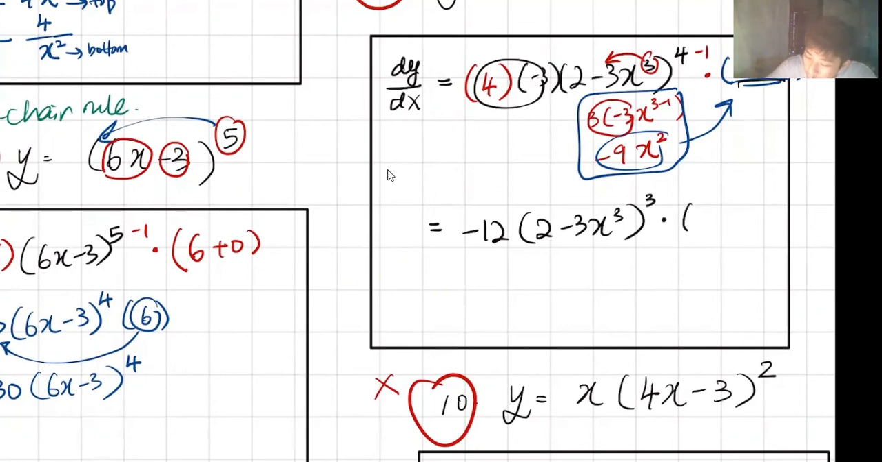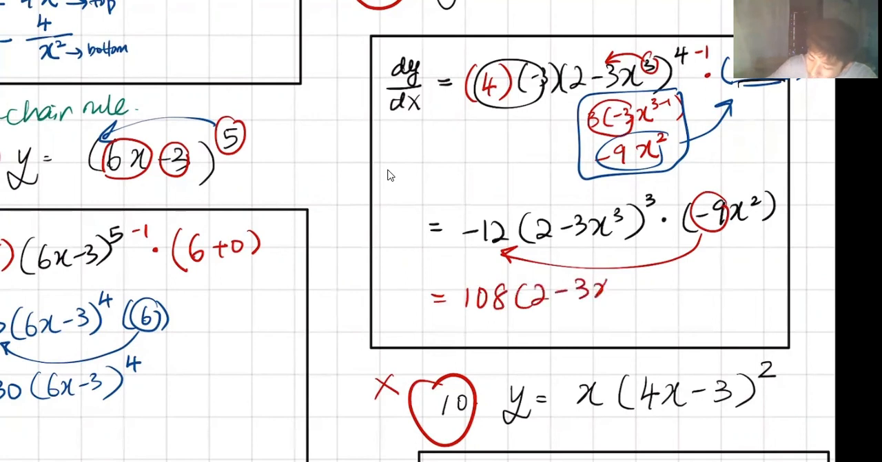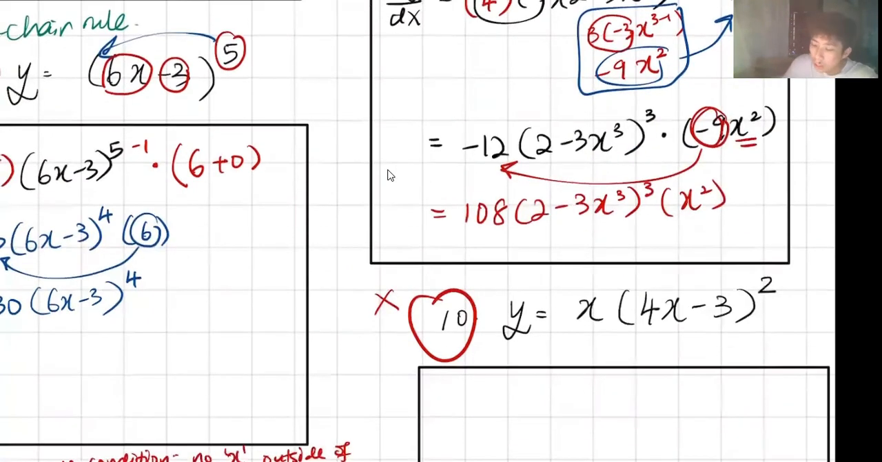Then I times with a -9x squared. This number, -9, I can multiply in front with -12. It will give me positive 108. 2 minus 3x cubed times with x squared. Don't forget, I just multiplied the -9, but there's still an x squared at the back. Don't forget about the lonely x squared at the back.